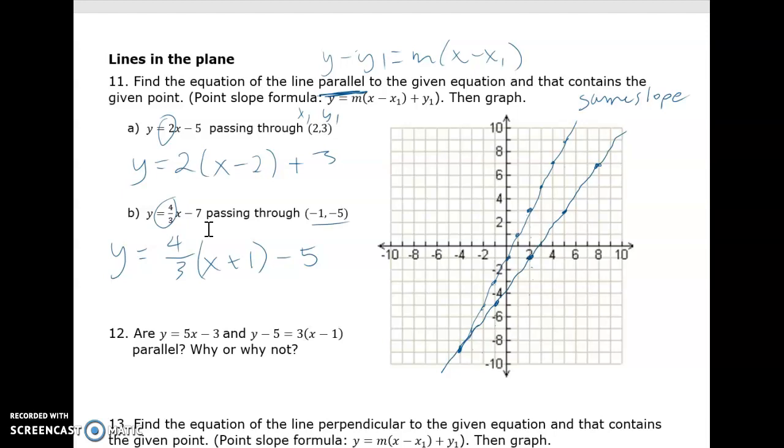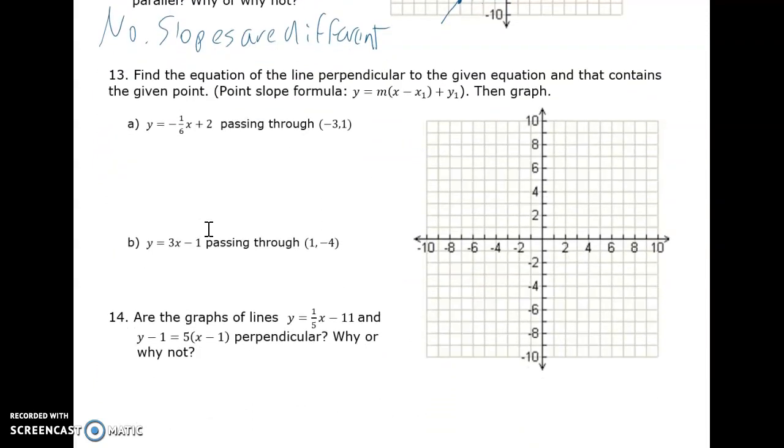All right. For the next one, it says, are these two lines parallel? It comes down to slope. What's the slope? The first one, it's 5. For the second one, it's not 5, it's 3. No. Slopes are different. They must be equal to be parallel.